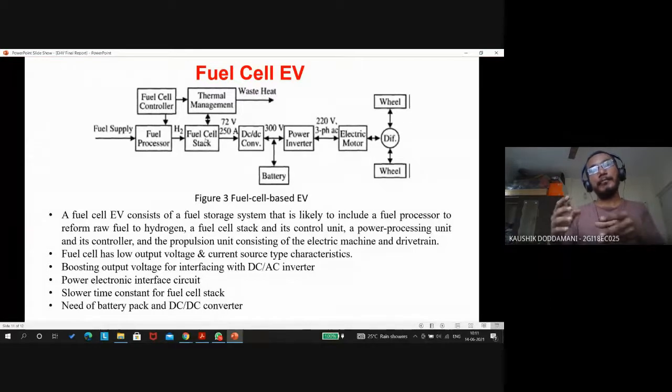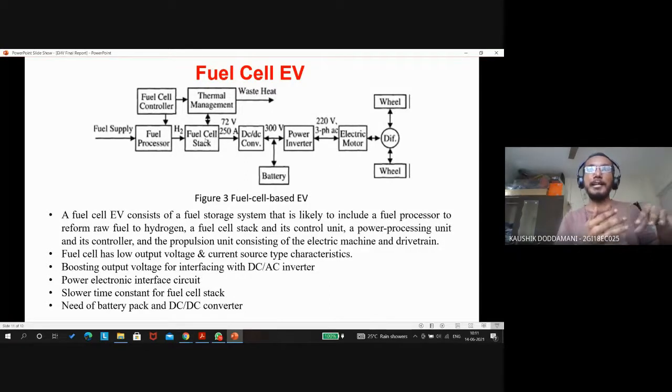In an EV, we know that batteries are arranged in series and parallel combination, and we call it a battery pack. Similarly, we have a fuel cell stack, because a fuel cell is like a current source and has a low voltage. In order to get the desired voltage, we need to put cells in stacks. Then we have a DC to DC converter.